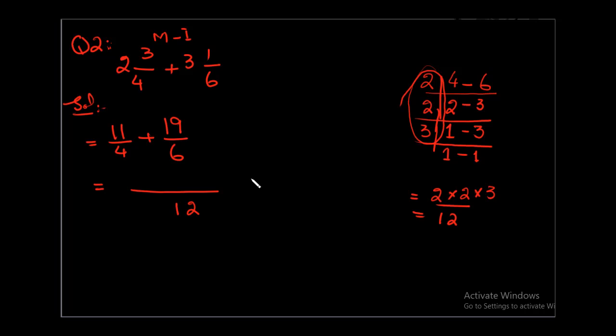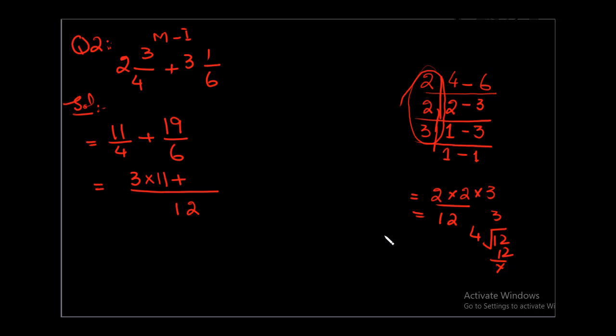Next we have to divide this 12 by this denominator, which is 4. When we divide 12 by 4, we get 3, and this 3 would be multiplied with the numerator of the above number, that is 11. Then we have to add these numbers.